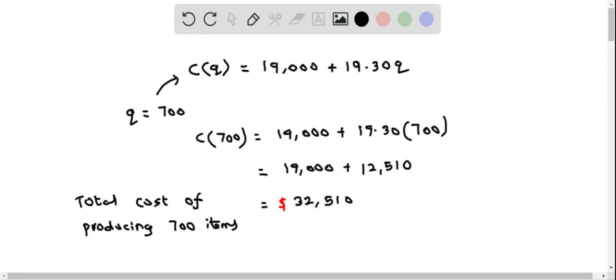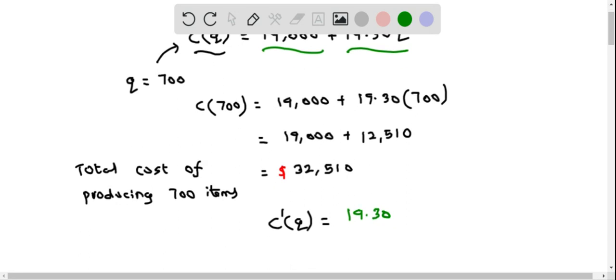We also determine the marginal cost when producing 700 items. So first, we write down the marginal cost by finding the derivative of the cost function. So let's find the derivative of the cost function, which I write down as C prime of Q. And this equals the derivative of 19,000, a constant, is 0. And the derivative of 19.30 Q is basically 19.3, and the derivative of Q is 1. So it is 19.3. And so we can now say that the marginal cost to produce 700 items is going to be 19.30 because it is independent of Q.